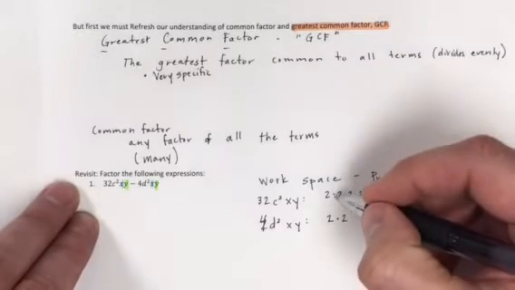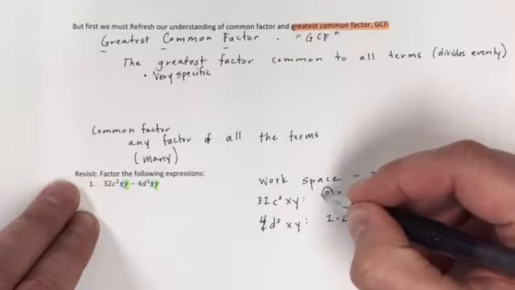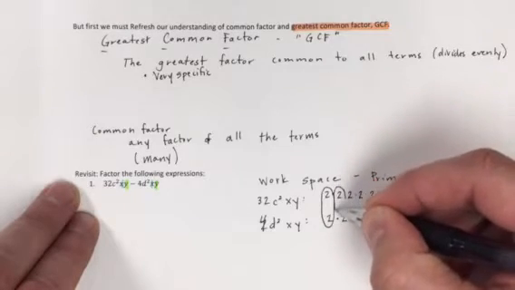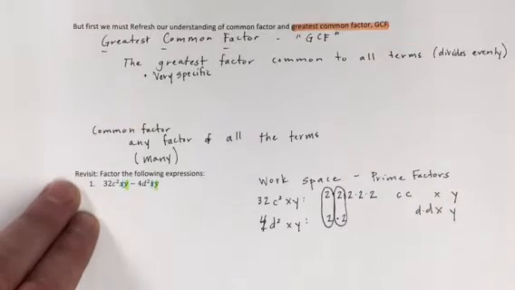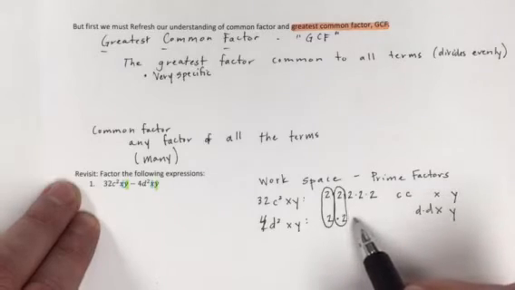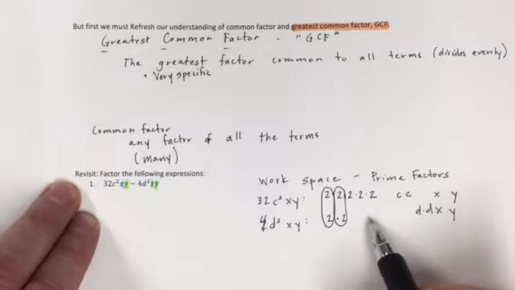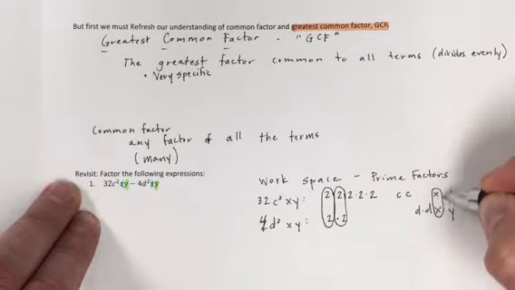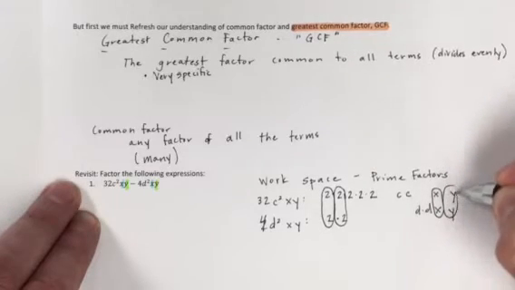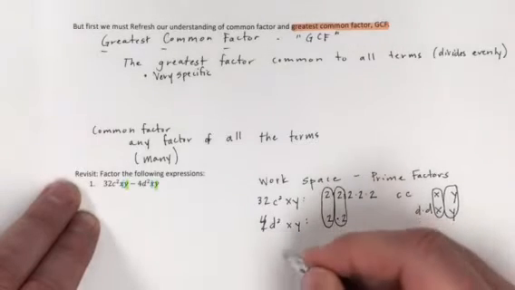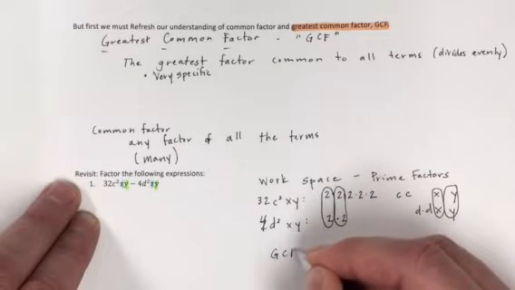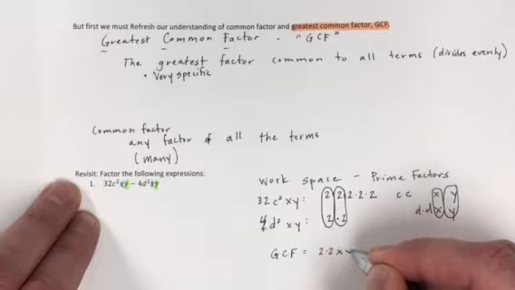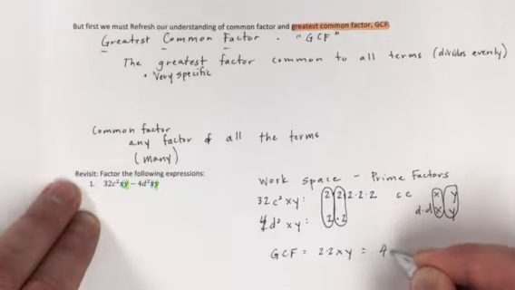So as I'm looking at this, I notice that I have a 2 here, paired up with a 2 there. A 2 here, paired up with a 2 there. There are no more 2's coming from the 4d squared xy. I notice an x, and I notice a y pair. And so my greatest common factor will equal 2 times 2 times x times y, which is 4xy.